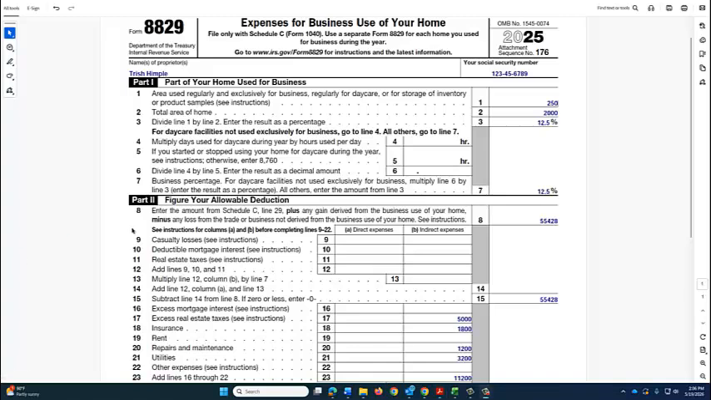Line 8 asks for the amount from Schedule C, line 29, and that's just our tentative profit from the Schedule C. So we've got the $55,428 entered there. Lines 9 through 14 will not apply to us. I think that is for some special circumstances. On line 15, we're going to subtract line 14 from 8, and that would just bring the amount on line 8 down to line 15.